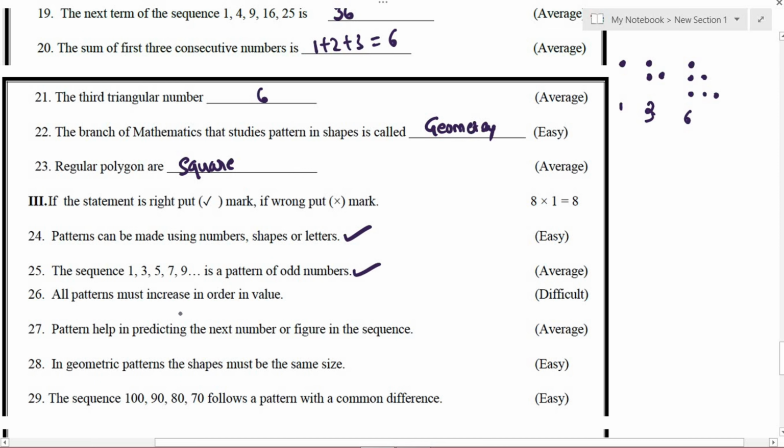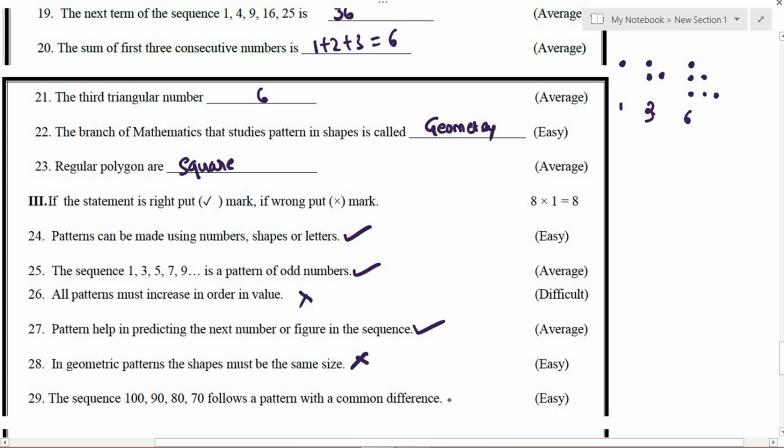All patterns must increase in order in value. It is not necessarily correct. Therefore, it is a false statement. Patterns help in predicting the next number or figure in the sequence. Yes, they help in geometric patterns. The shapes must be of the same size.